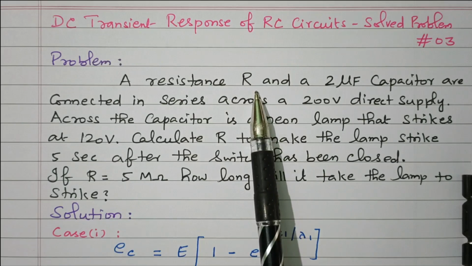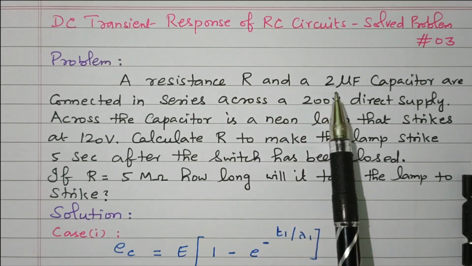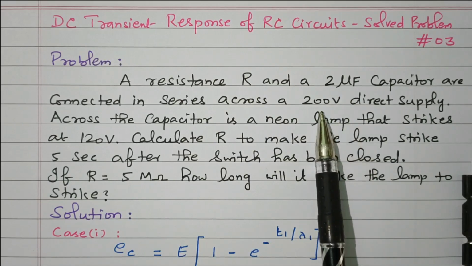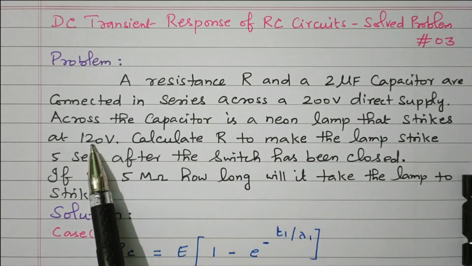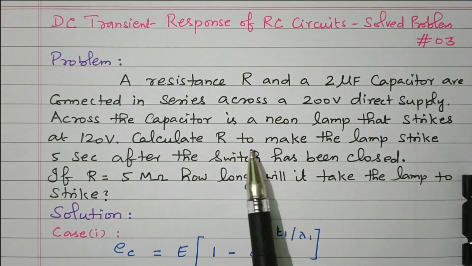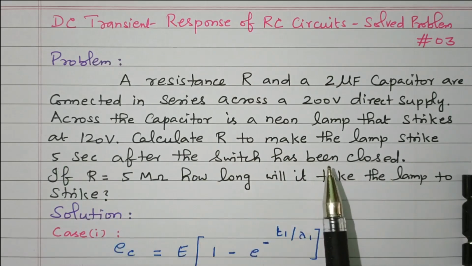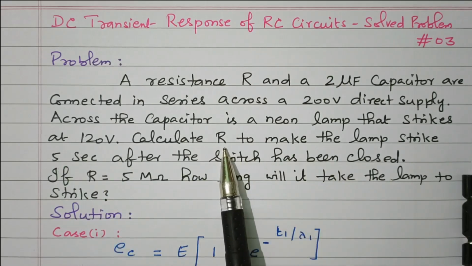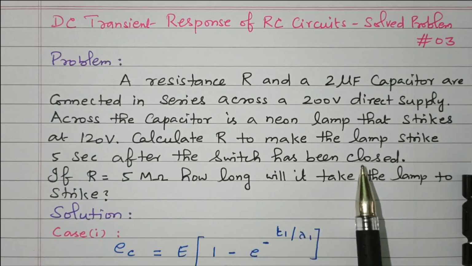So R and C are connected in series. R value is not given. C value is 2 microfarad connected across 200 volts, and the capacitor has the neon lamp with the voltage of 120. There are two questions available. Calculate the R to make the lamp strike 5 seconds after the switch has been closed. We need to find the R value when the lamp strikes 5 seconds after the switch has been closed.